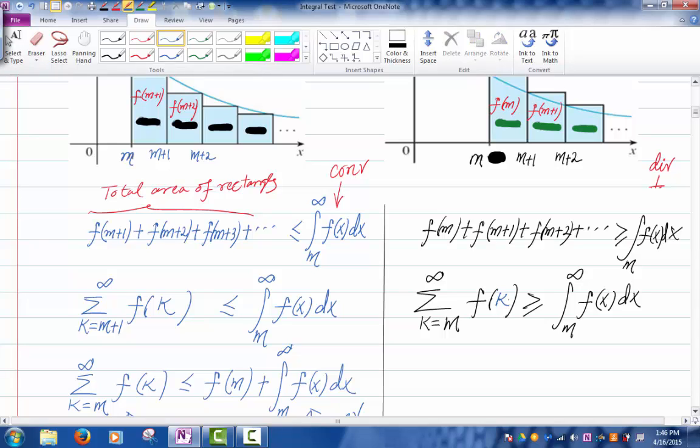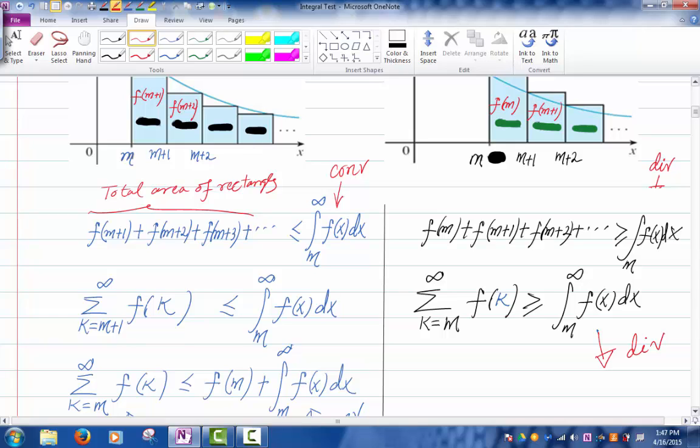This should be f of k, which is greater than or equal to the improper integral of f from m to infinity. Now remember, we are assuming here that the integral is divergent, right? Which means the integral is divergent means what?